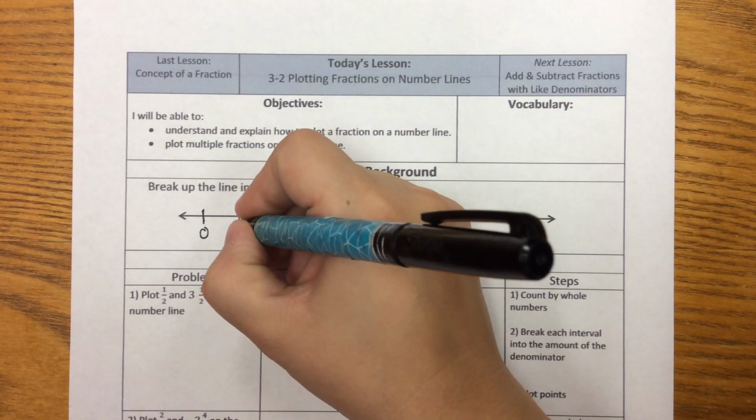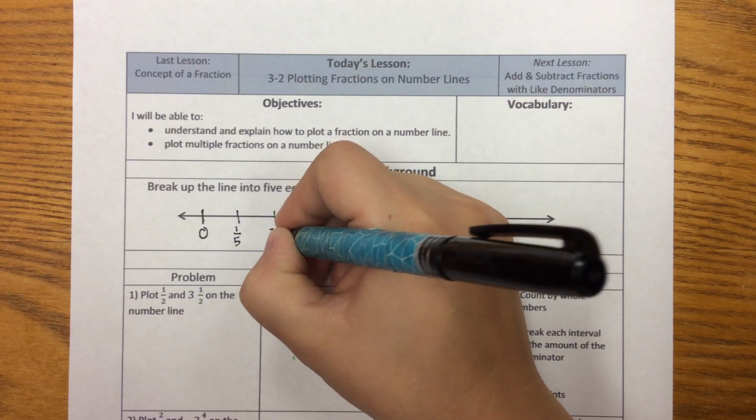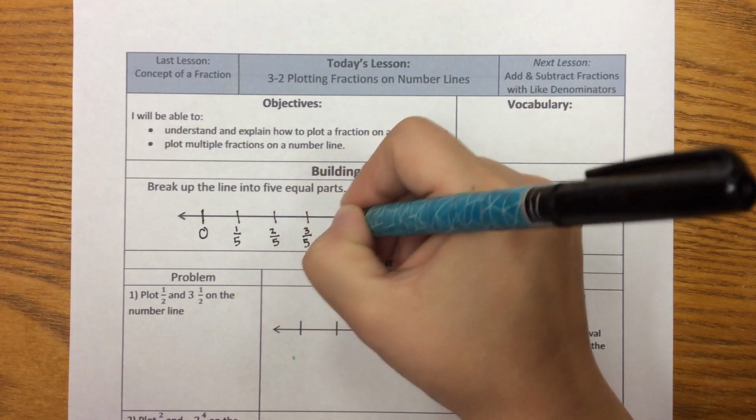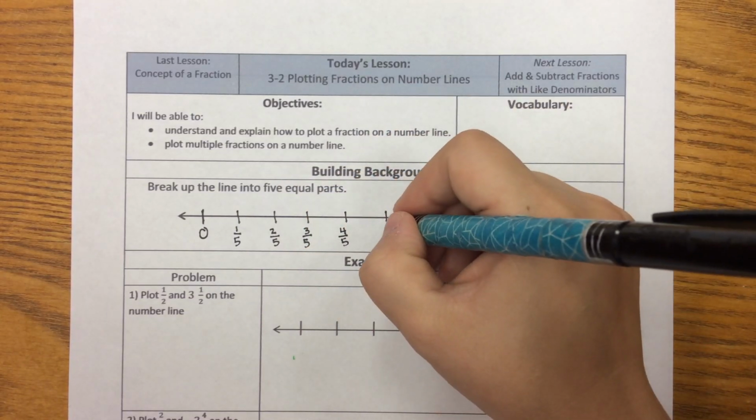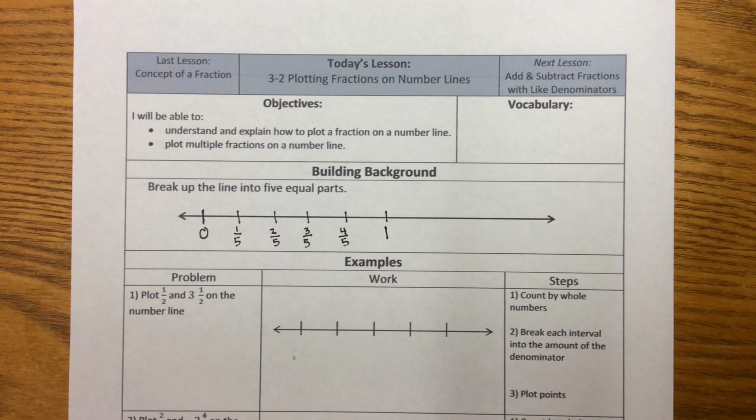So this would be 1/5, 2/5, 3/5, 4/5. And then if I have 5/5, that actually represents the number 1, because 5 divided by 5 is 1.